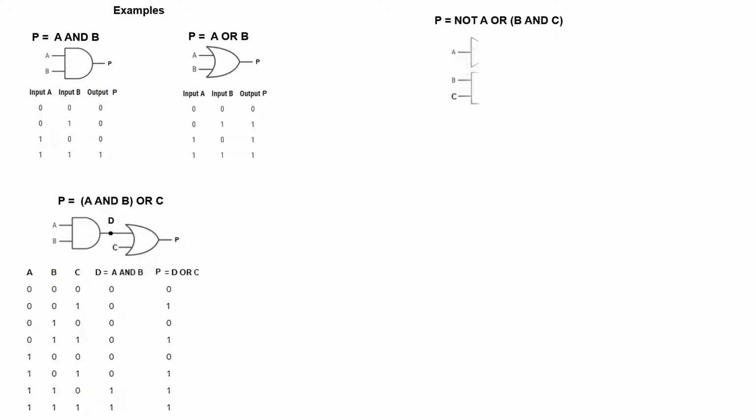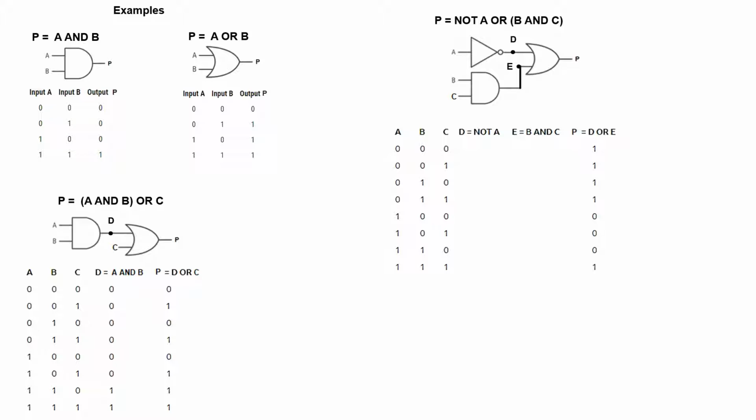In this diagram, the NOT A output will be one of the OR inputs. The AND gate output will be one of the OR inputs. So let's name these outputs D and E. Since the circuit has 3 inputs, the truth table will have 8 rows. D is equal to not A. This is the simplest gate. Whatever the input, the gate inverts it.